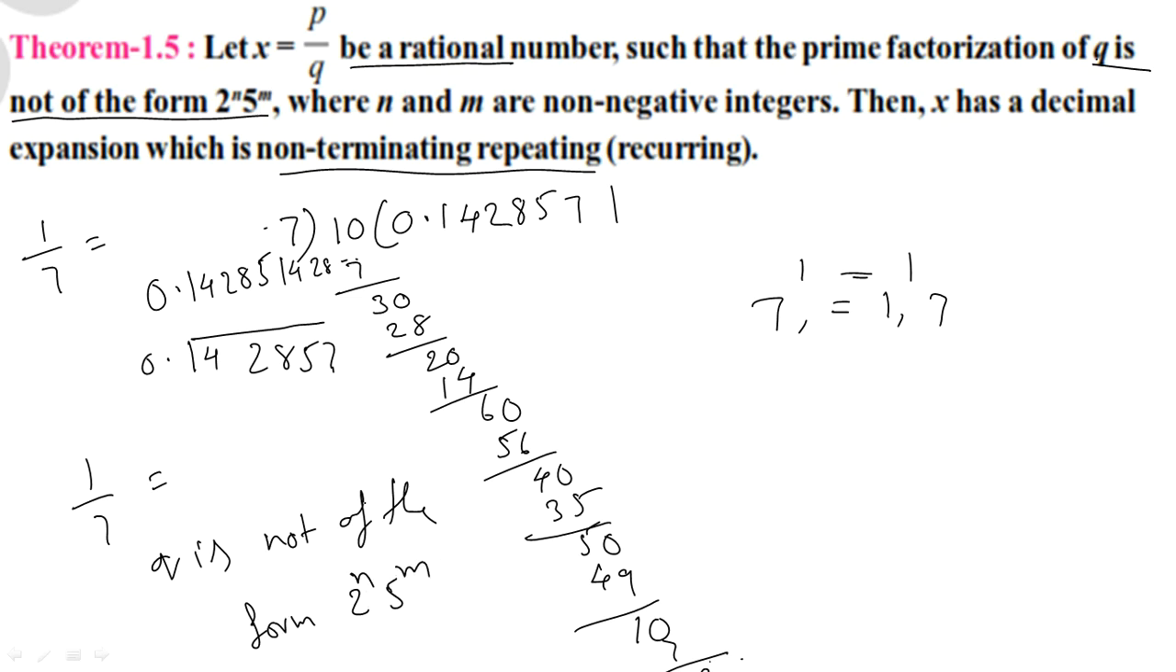Yes. So I guess this theorem is clear for you all. 1 by 7 is a non-terminating repeating decimal. Non-terminating is nothing but not stopping. It's not stopping and it is repeating one after the other. This is a non-terminating decimal. If we see the value of q, it is not in the form of 2 power n into 5 power m.